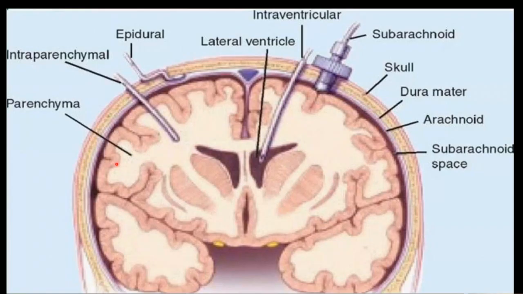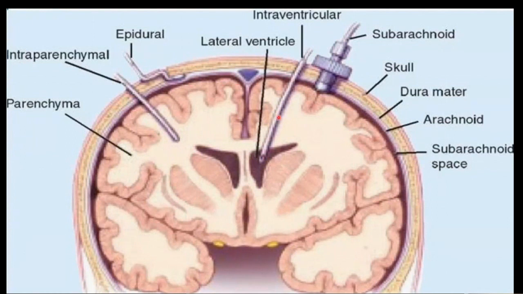As for location, we can have the ICP monitors within the ventricle, within the parenchyma of the brain, in the subdural space, or in the epidural space. So it is different, and it differs according to the design, the company, and what you are planning to measure.